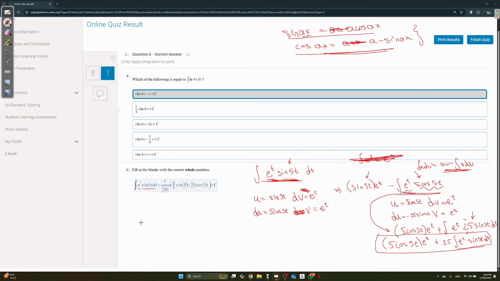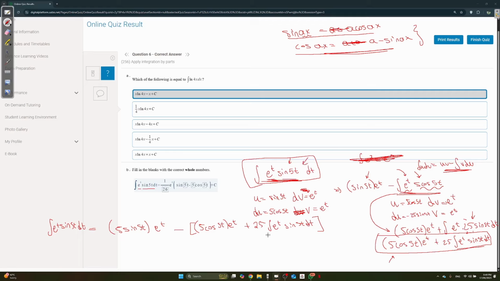So we have 5 sine 5t, let's write everything now. 5 sine 5t e to the t minus the integral here, which we found as this: 5 cosine 5t e to the t plus 25, put a bracket, 25 integral e to the t sine 5t dt. Now we understand that this is all equal to what? What are we trying to find? Integral e to the t sine 5t dt. This is what we're trying to find from the start.